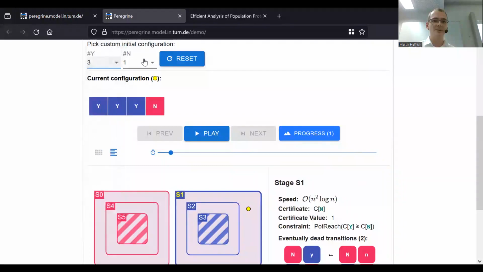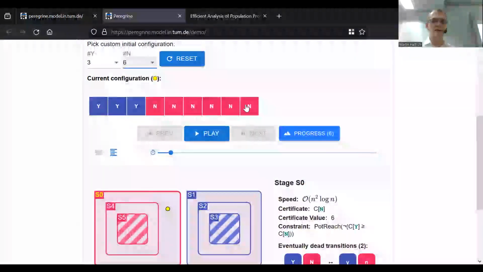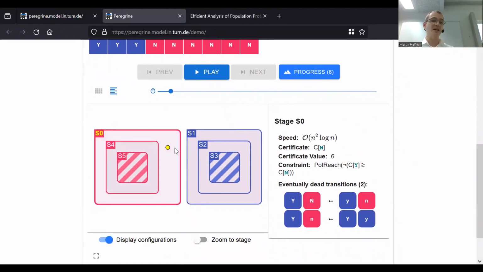this example here. This configuration with 3 large bluebirds and 6 large redbirds is in the stage S0, right? It's supposed to become a red consensus. And so it's in the stage that contains all the configurations that are potentially reachable from initial configurations that are supposed to have a red consensus. Don't worry about the potential. It's an over-approximation that we use, but yes. So these are basically the configurations that you can reach initially.